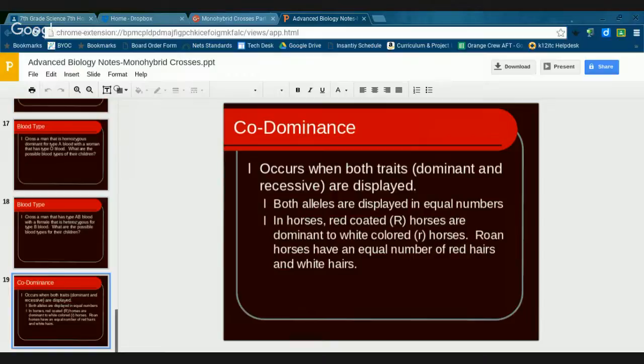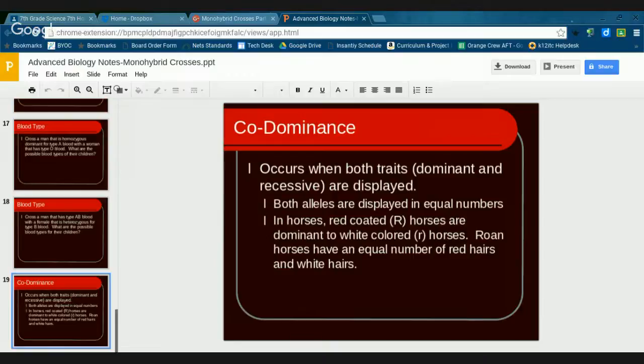Codominance can mean that you have more than one dominant allele, like in our blood type. A and B are both dominant. And then you can also have it where it just means that both dominant and recessive traits are displayed. So they're sharing dominance at that point. So in either case, both alleles are being displayed in equal numbers. In AB blood, you have equal numbers of A and B.